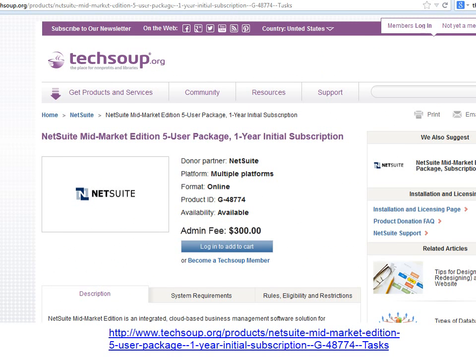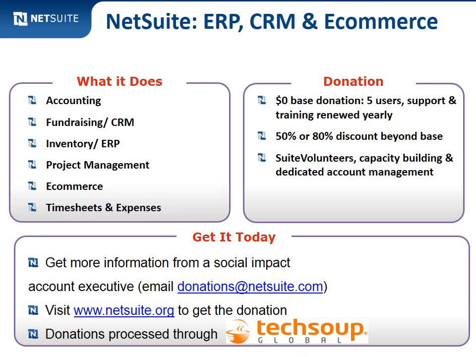So you get the products on TechSoup. This is our little page on TechSoup. And we have 3 products, and I'm just going to go through them really quickly. We have Core NetSuite, and so I'm looking at this top left-hand side there. There's more details about the donation in there. But it does accounting, it does fundraising, inventory, project management, e-commerce, timesheet, and expenses.